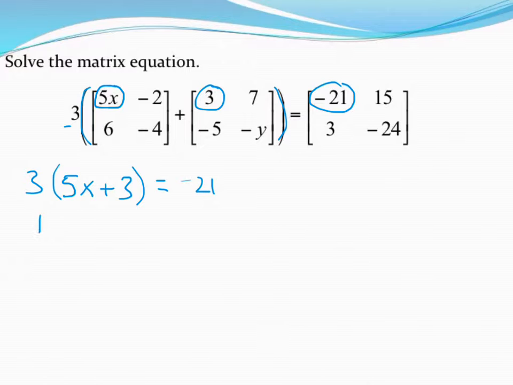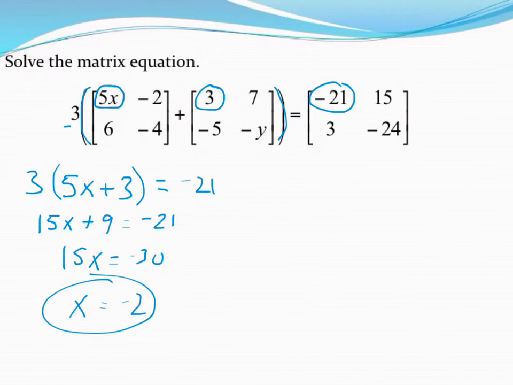So I'll distribute my 3 into my parentheses. So 15x plus 9 would equal negative 21. I'll subtract 9 from both sides and get 15x equal to negative 30. And then finally, x must be negative 2. And just like that, I've got my x value. Nothing very scary at all about that. y is going to be found the same way.